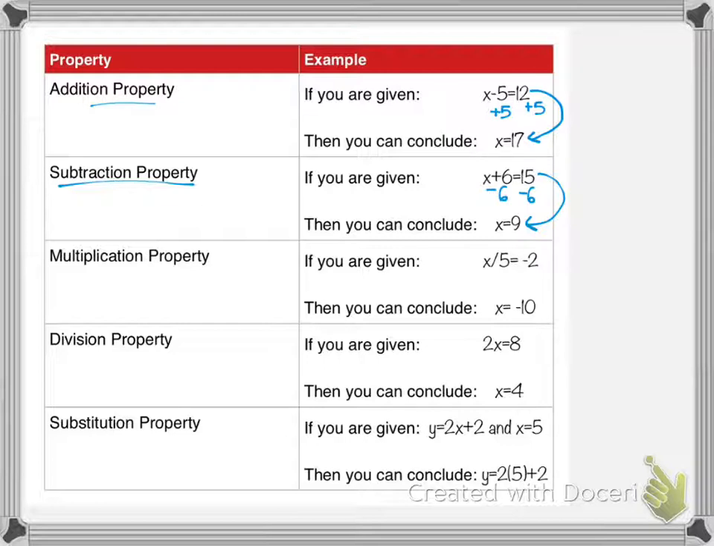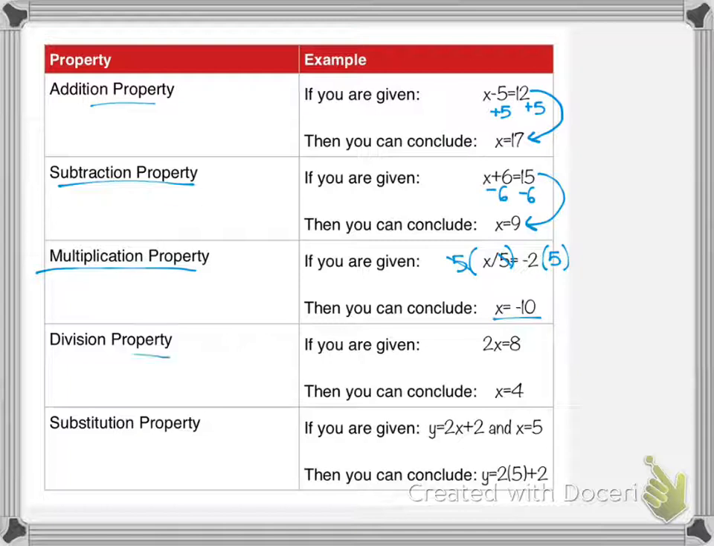Okay, fair enough. The next is the multiplication property. So here we have x over 5 equals negative 2, then x equals negative 10. Well, here, if we multiply 5 to each side, those would cancel and we'd be left with x equals negative 2 times 5. So x equals negative 10. So that is multiplication property. We are multiplying something to each side.